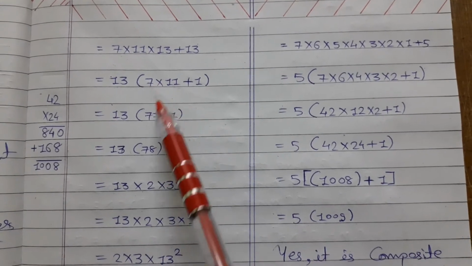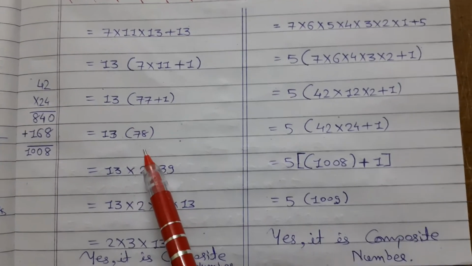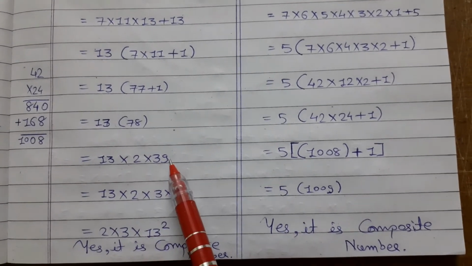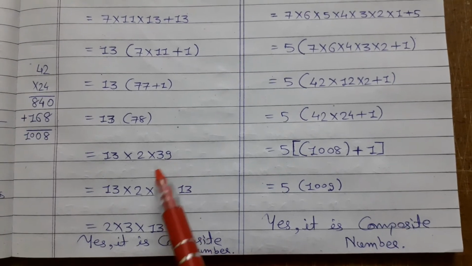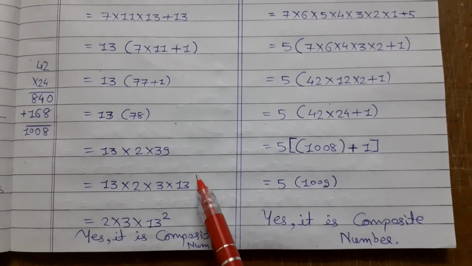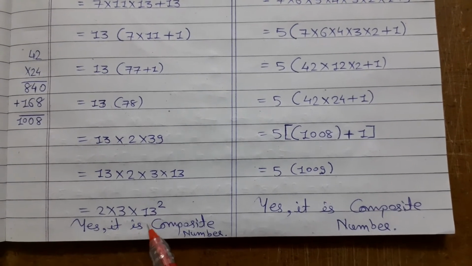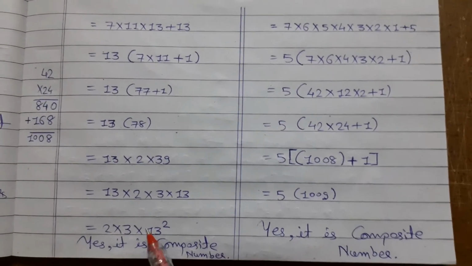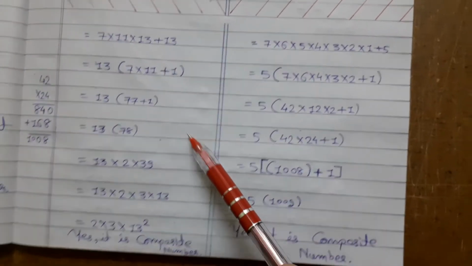7 into 11, that is 77. 77 plus 1, that is 78. The factors of 78 are 2 into 39. The factors of 39 are 13 3s are 39. So we are getting 2 one time, 3 one time, and 13 one time. So these all are prime numbers. So yes, it is composite number. Here we are getting multiplication, no addition. So yes, it is composite number.